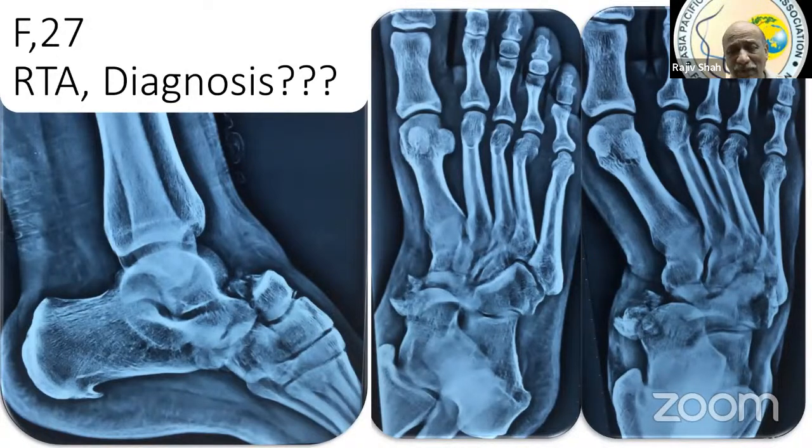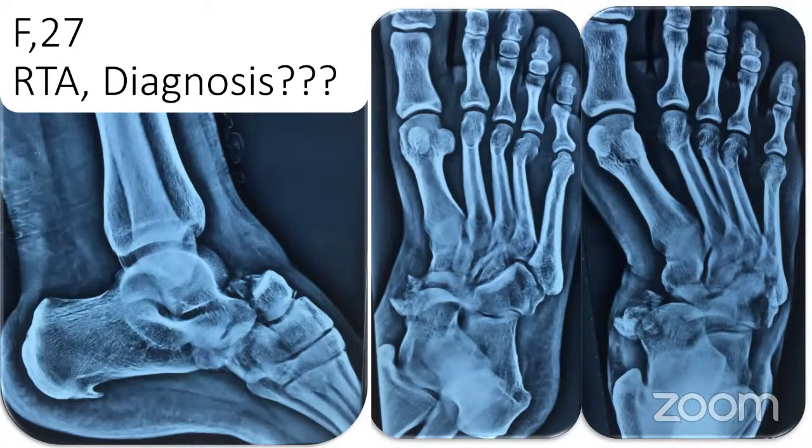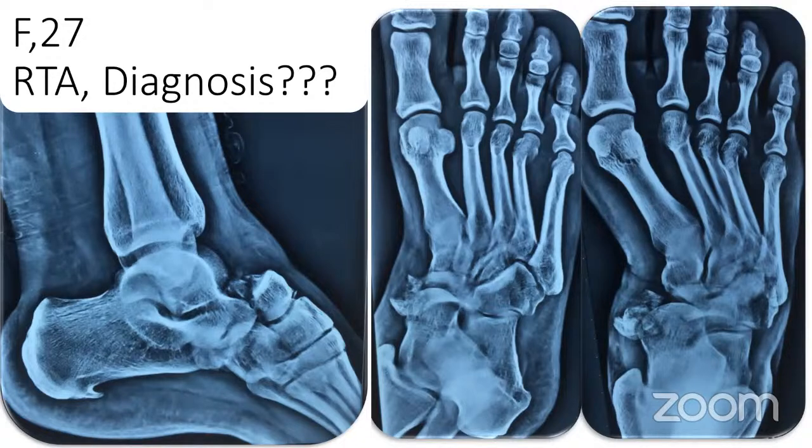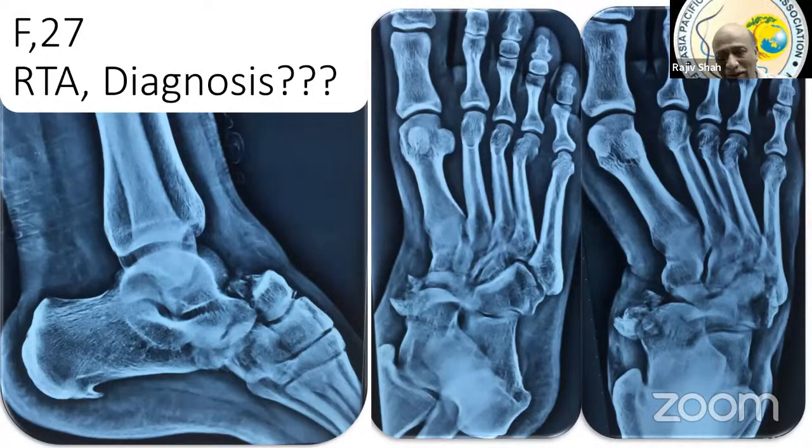Female, 27, with road traffic accident. Diagnosis: talonavicular joint fracture dislocation with fracture of the middle and lateral cuneiform, along with capsular avulsion from the distal anterior surface of the tibia. Anything on the lateral side? Cuboid also is fractured.